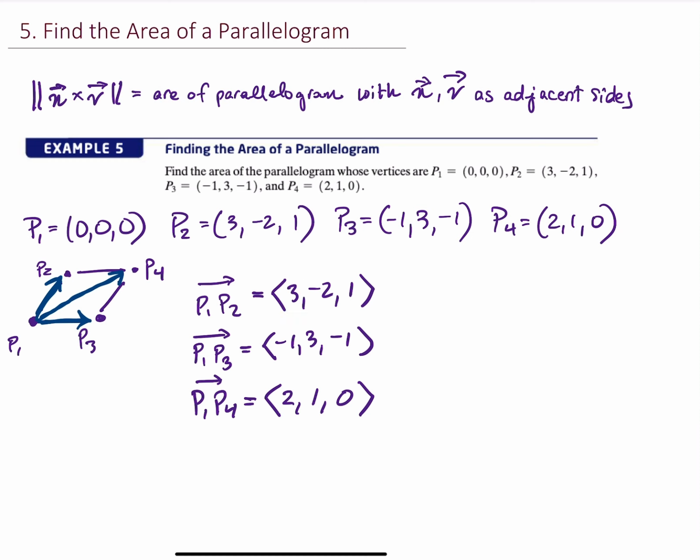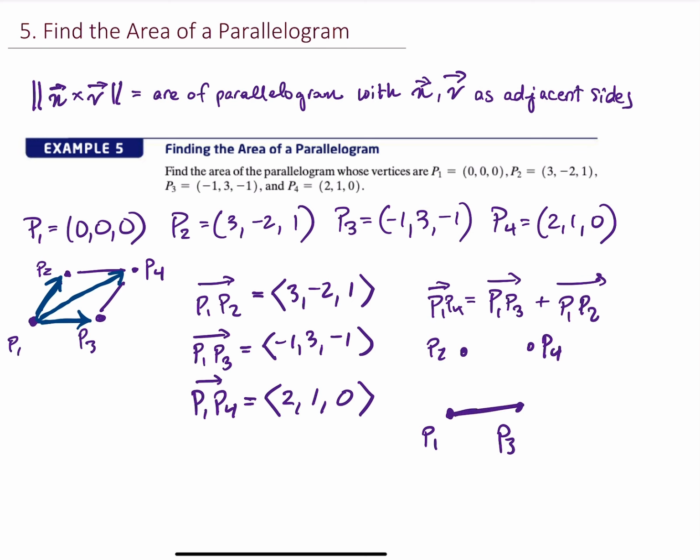So we can say that the vector from point 1 to point 4 is equal to our first one from point 1 to point 3 plus our second one from point 1 to point 2. So it is actually like our image that we drew. This would be like point 1, point 2, point 3, and point 4. And if we add these two vectors together, we get the one going diagonally through.